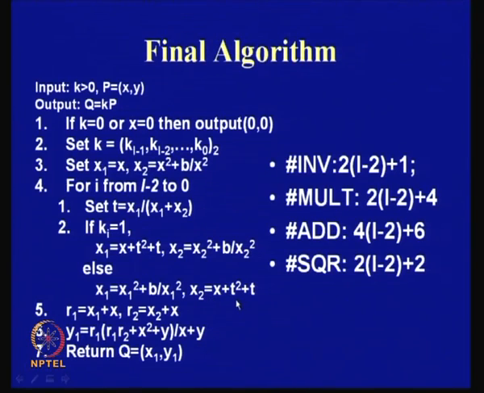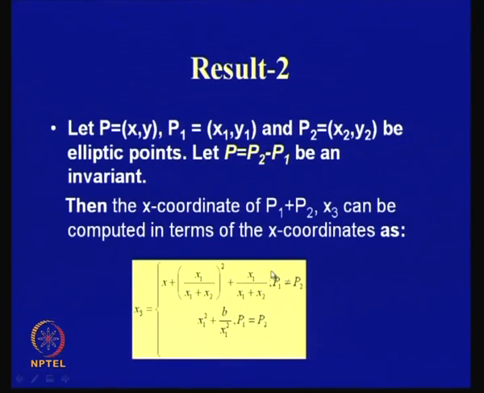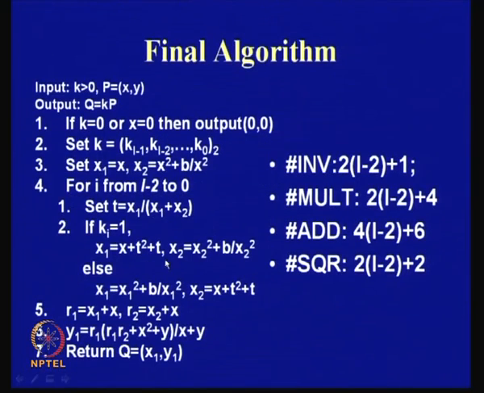And you see, do you understand why it is x plus t square plus t? That is from the result 2, right, where you are doing this operation. So, this is your t, so this is t square plus t. So, you are doing that t square plus t only to do the addition operation. Okay. So, finally, you need to obtain the y coordinate. So, therefore, you can obtain the y coordinate by doing this operation.